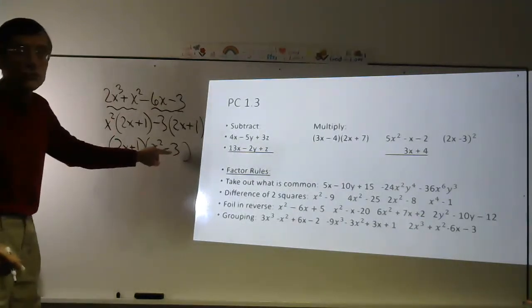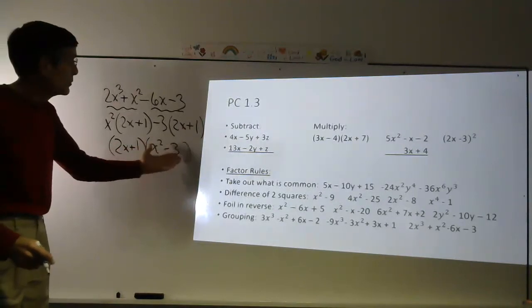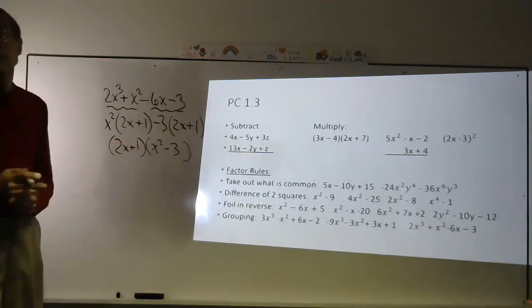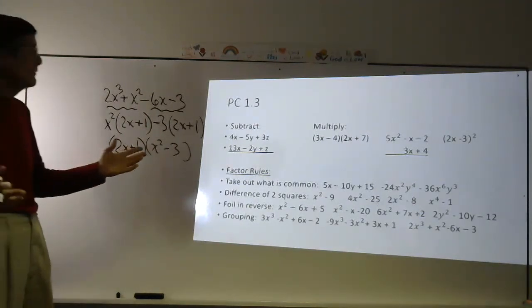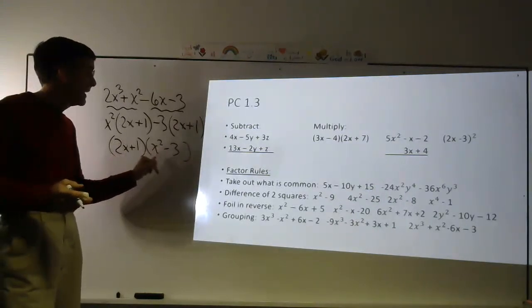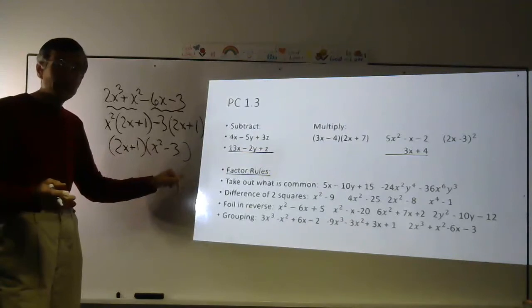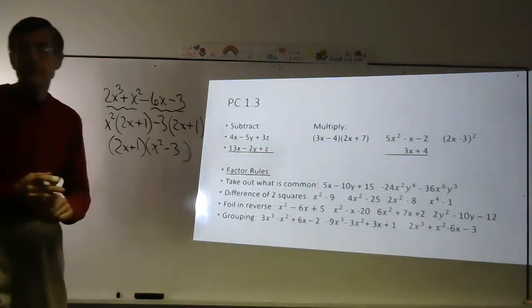Oh, if that was just a 4 or a 9 or a 25, you could do difference of squares. But because it's a 3, don't bother. I mean, technically, if you wanted to, you could do x minus root 3 and x plus root 3, right? But usually just let it alone is fine. Okay?